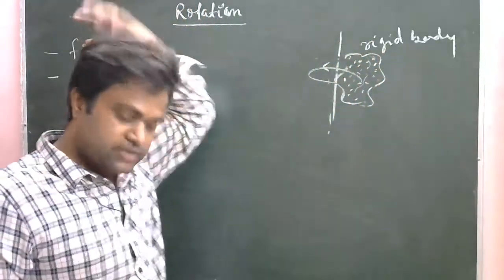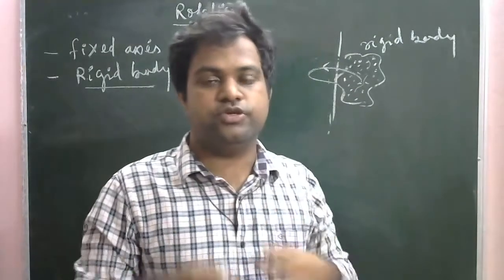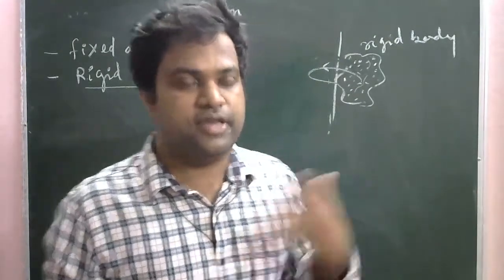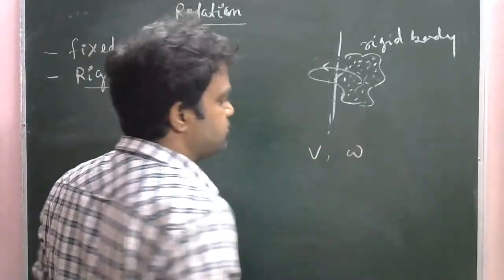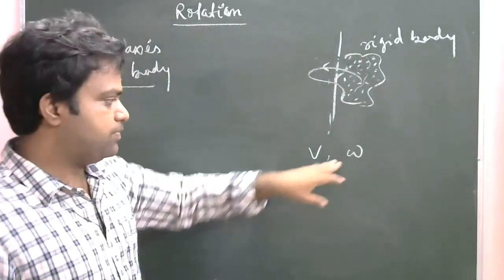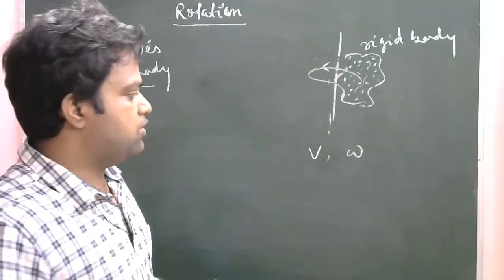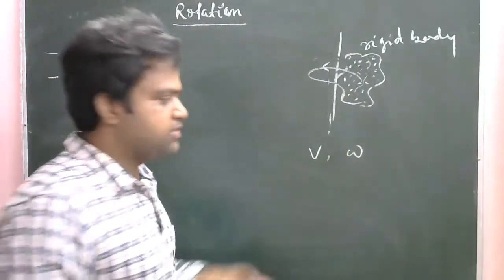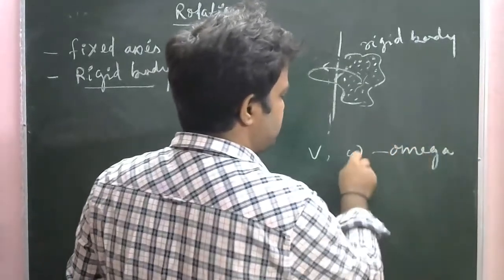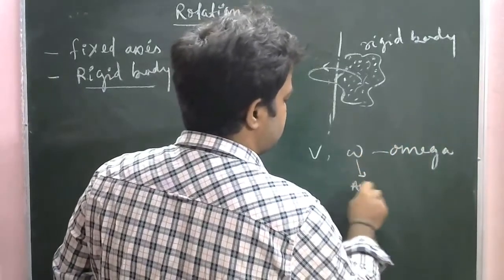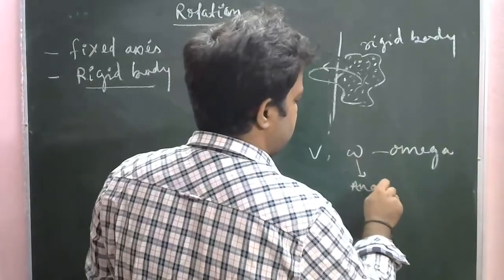Here, exactly the terms which we use for velocity in linear motion, like v, we'll use omega, small omega. It looks like w, but it's the Greek letter omega. It's angular velocity.